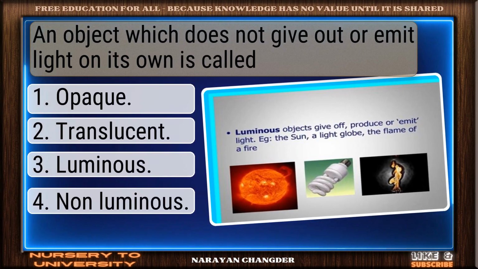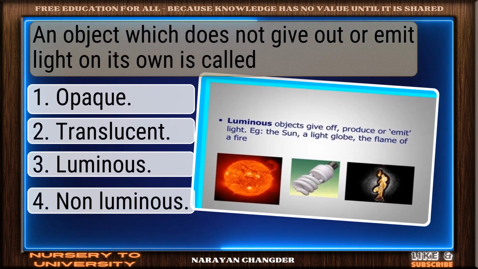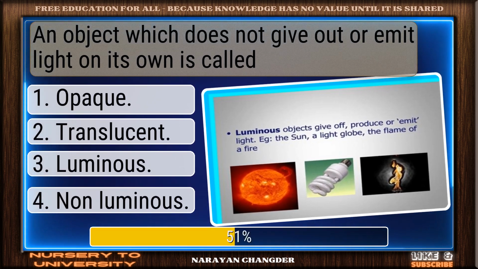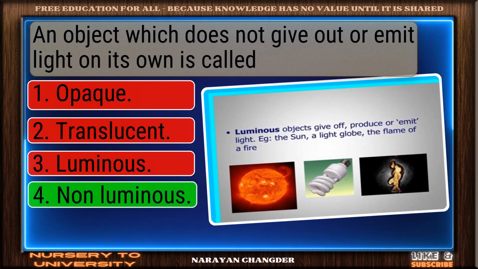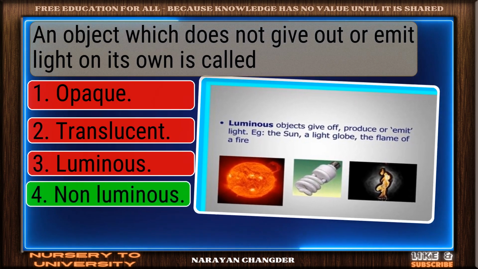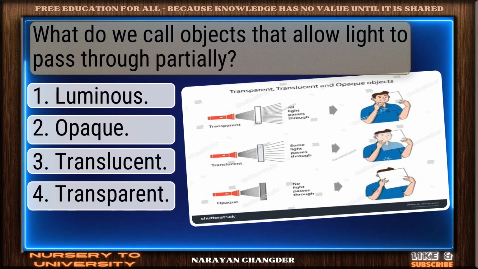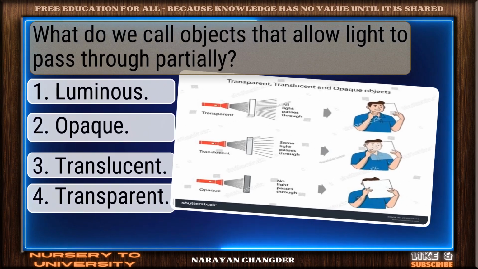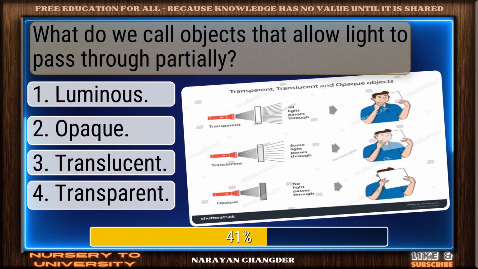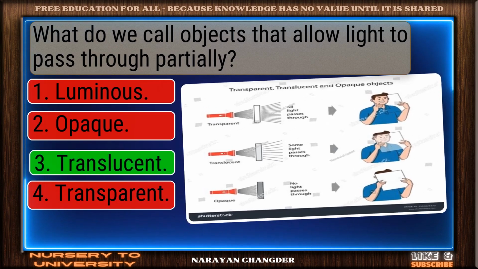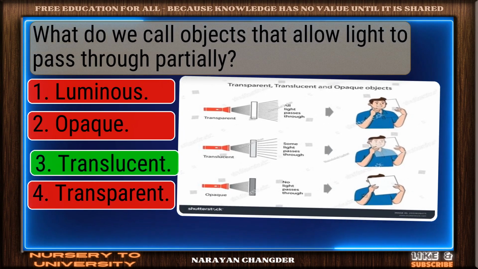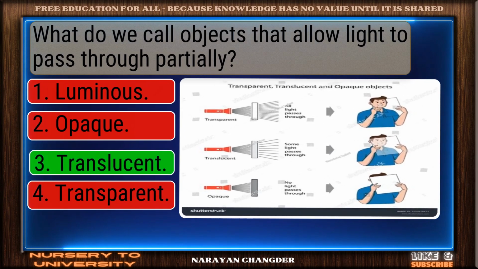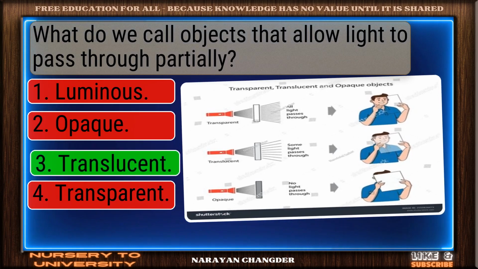An object which does not give out or emit light on its own is called. Solid response. Non-luminous is a valid choice. What do we call objects that allow light to pass through partially? Clear logic. Your choice, translucent, is sound and 100% true.